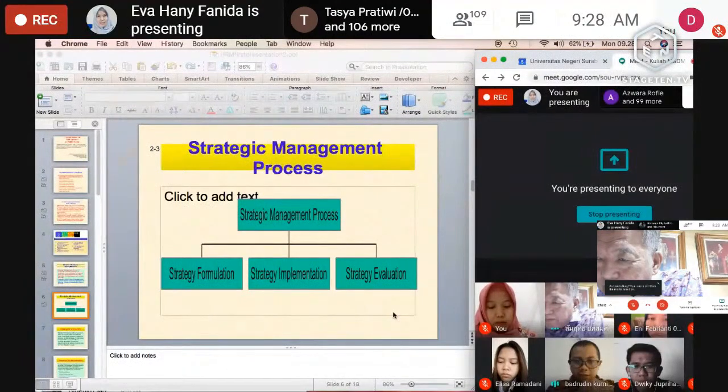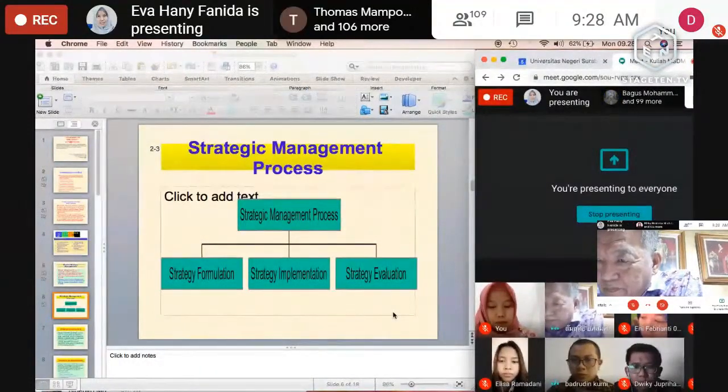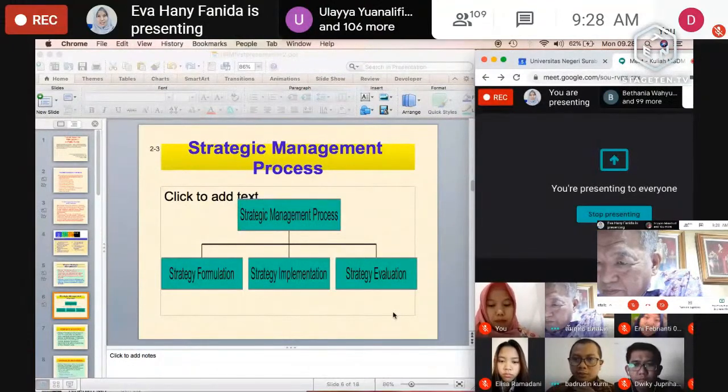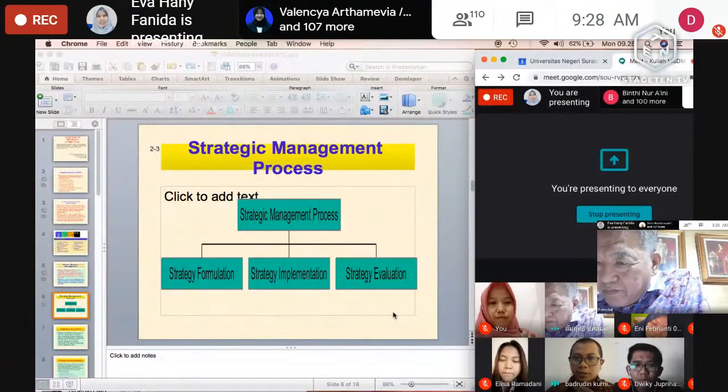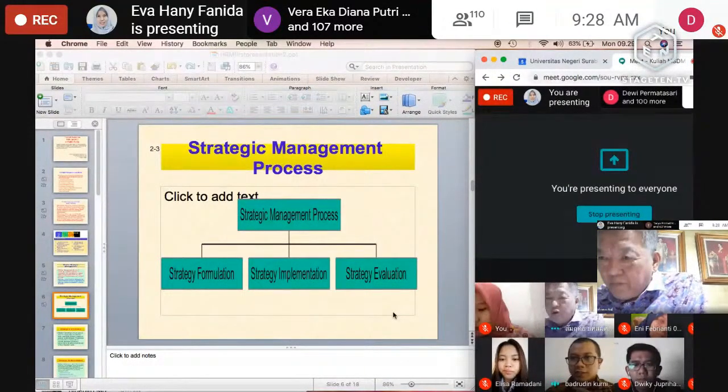Any question about how to achieve the objective for any stage, for any phase of the strategic management process, how to achieve the goals of strategic formulation, how to achieve the goals of strategic implementation, like that.